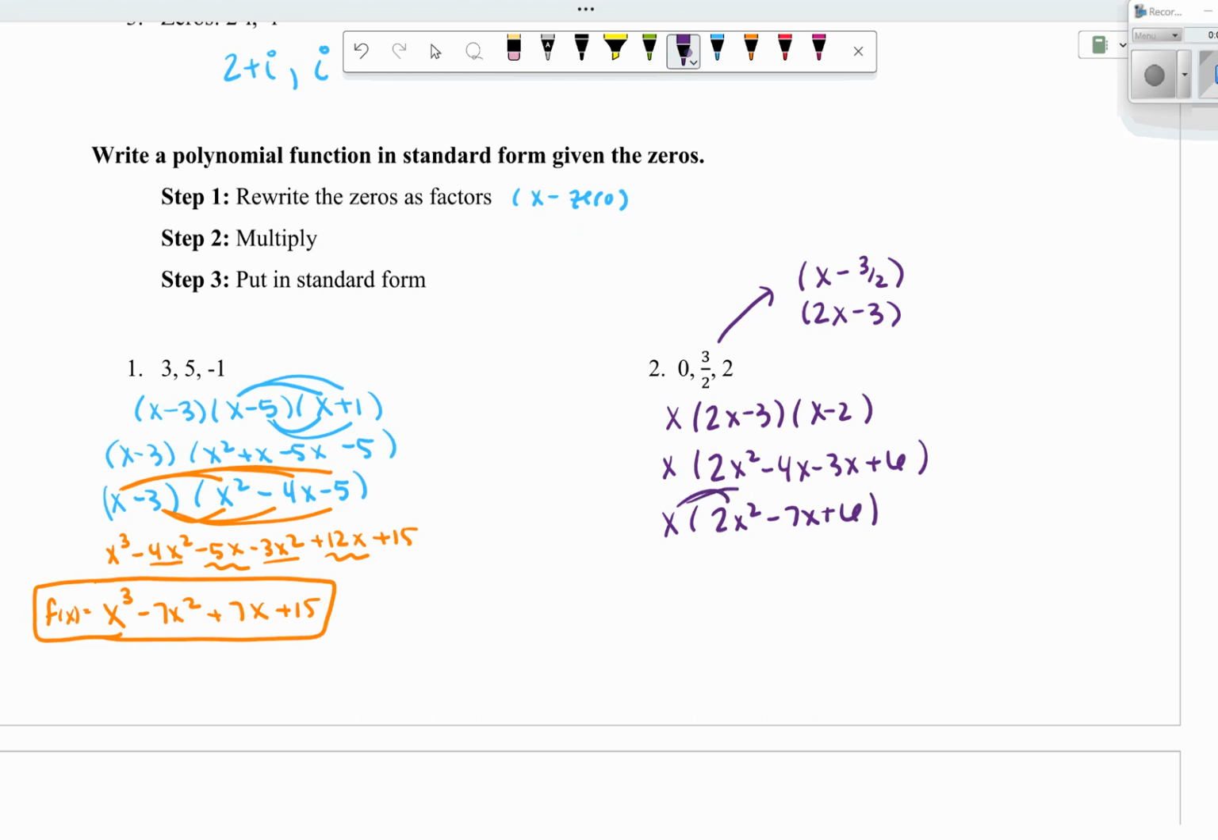And then distribute the x. Again, it doesn't really matter what order you do that in. You could distribute the x first and then FOIL it out. So we get f of x is equal to 2x cubed minus 7x squared plus 6x. So that would be our polynomial in standard form.